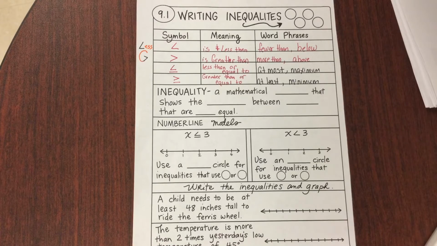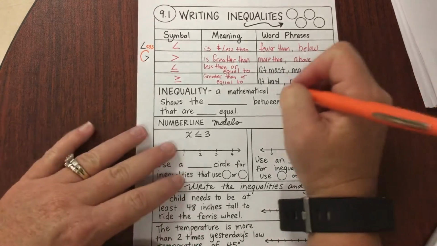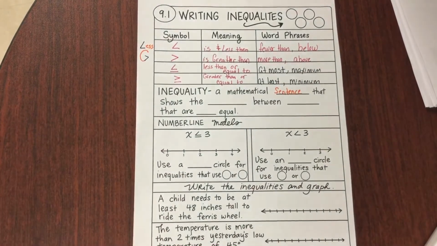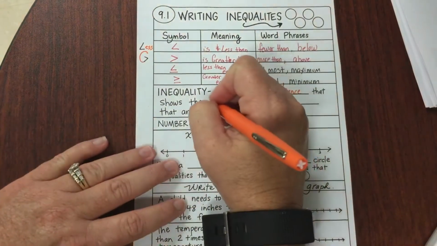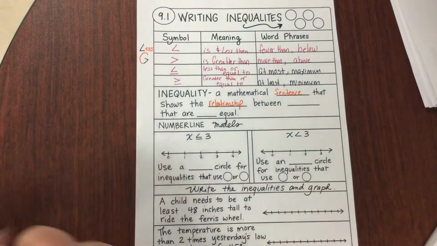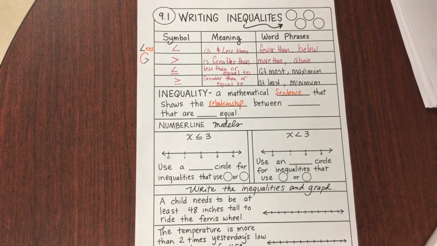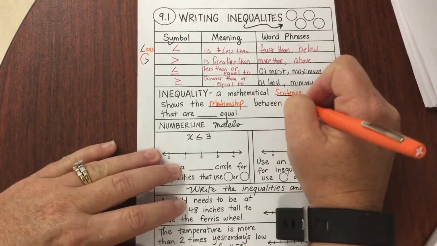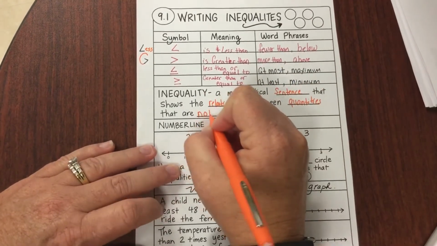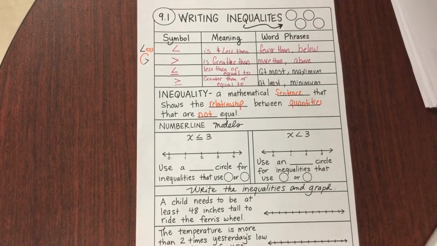So let's talk about the definition of an inequality. The actual definition of an inequality states that it is a mathematical sentence that shows the relationship between quantities that are not equal. That is the actual definition of an inequality.